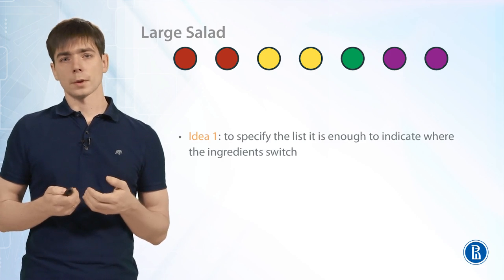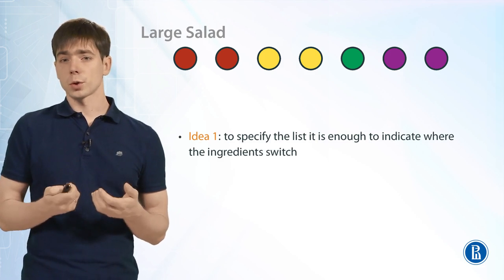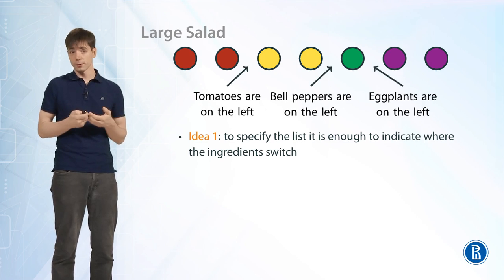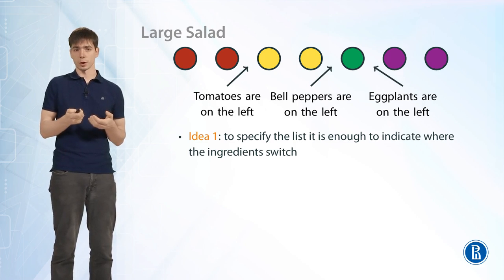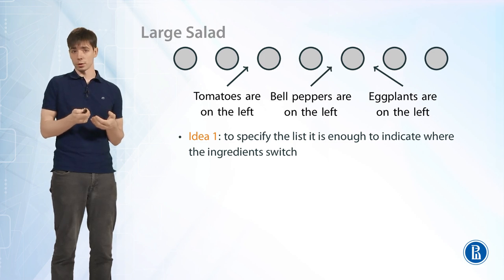Okay, the first idea. What information do we need to specify the list of ingredients? What is enough? Okay, it turns out that it is enough to say where in this list we switch from tomatoes to bell peppers, where we switch from bell peppers to lettuce, and where we switch from lettuce to eggplant. So we can mark these places, and then this is enough information. We can forget about colors. Now we do not need colors. We can reconstruct them from what is on the picture.